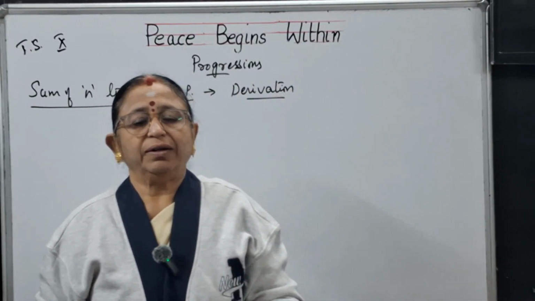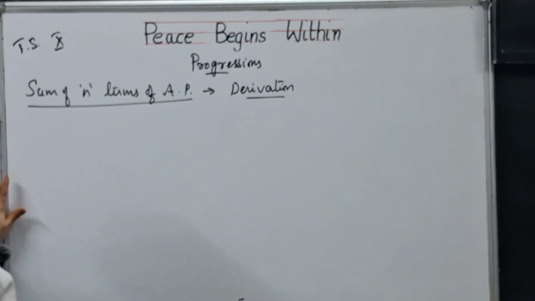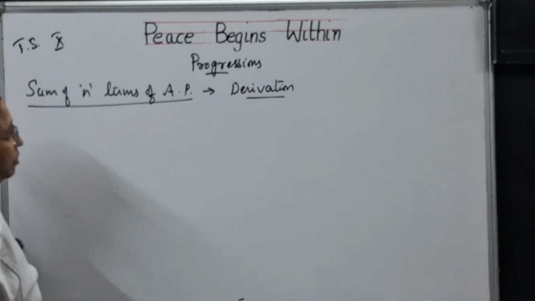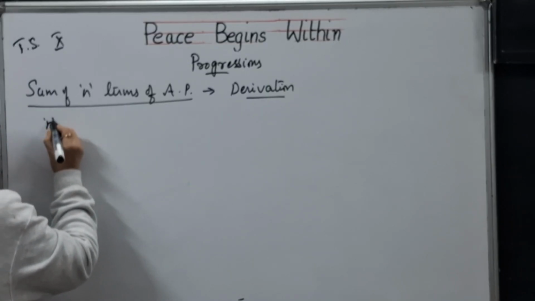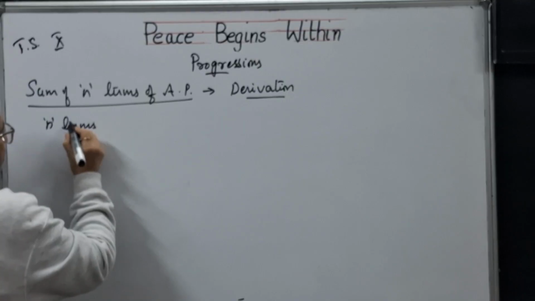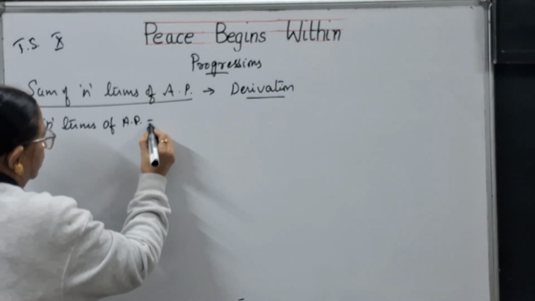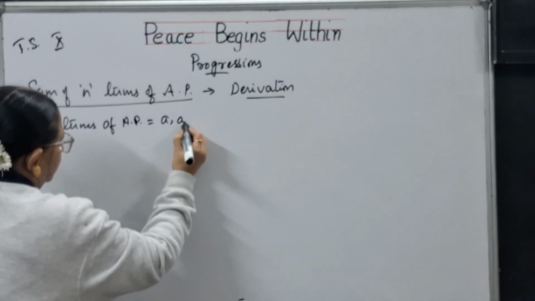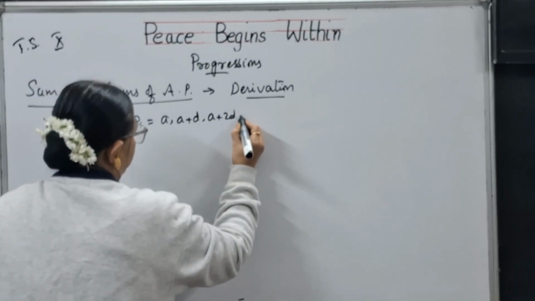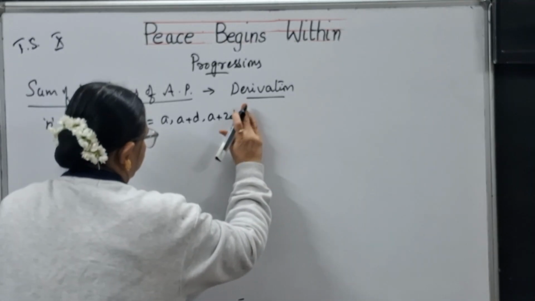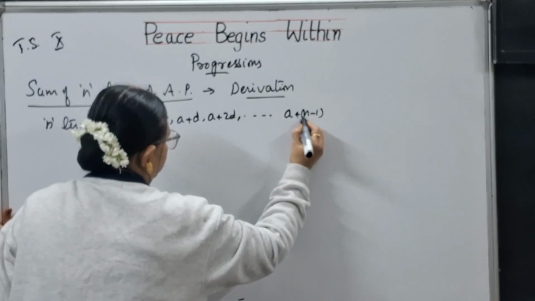I'm now dealing with 10th class progressions. In that, sum of n terms of AP, derivation I am doing. First, what are n terms of AP? N terms of AP, what will you write? It is nothing but a, a plus d, a plus 2d, and so on. It will go up to a plus n minus 1 into d.